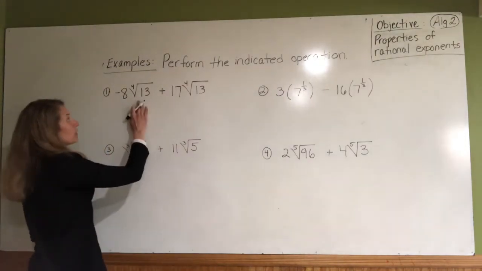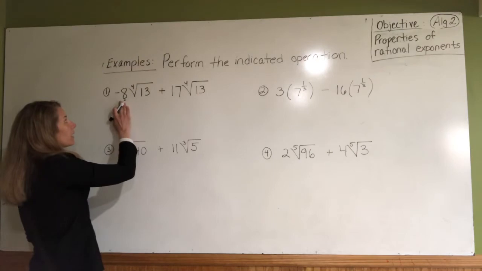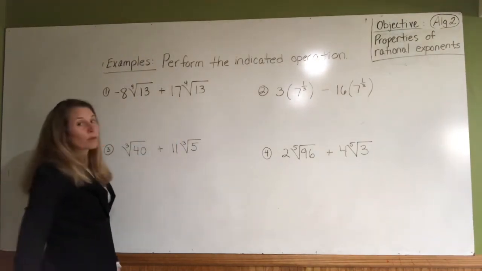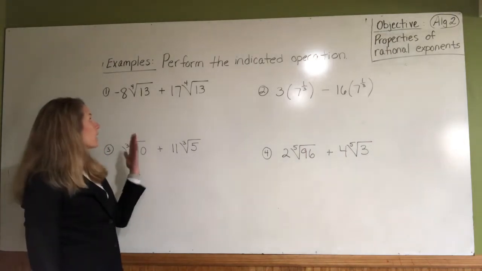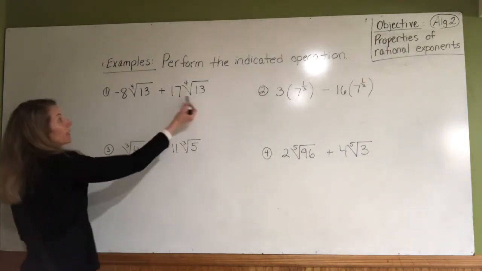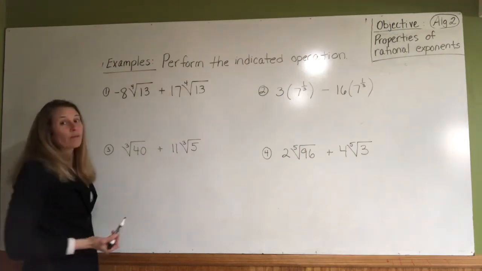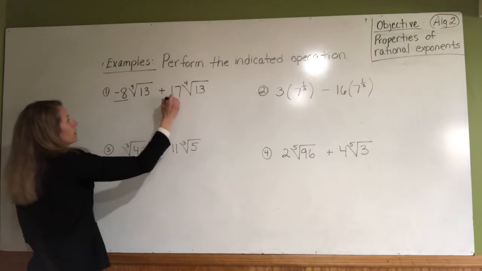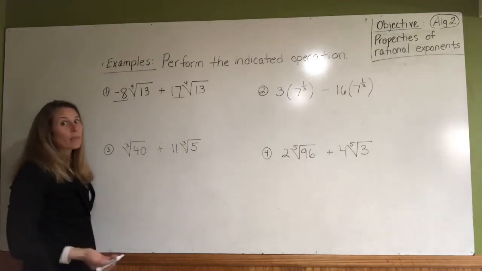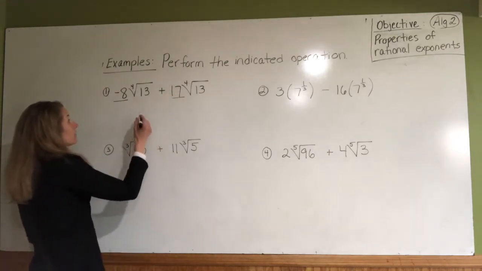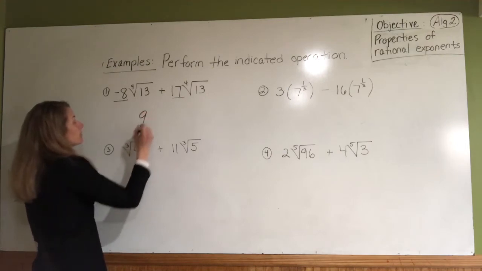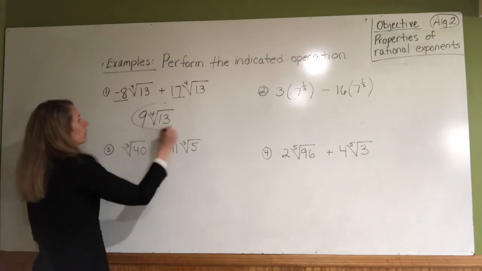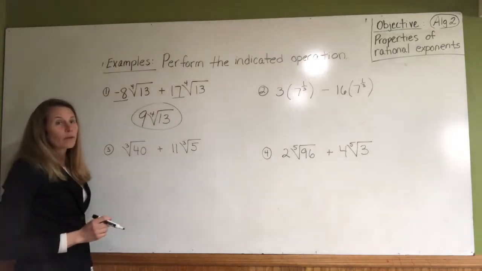So in this situation here, number 1, we have -8 times the 4th root of 13 plus 17 times the 4th root of 13. So in both of those, they have a common or like term. They're both 4th root of 13. So then we're just going to take the numbers in the front, the -8 and the +17, and combine those. So -8 and +17 are going to give us +9, and then we still put on that like term of the 4th root of 13, and that would be our answer there.